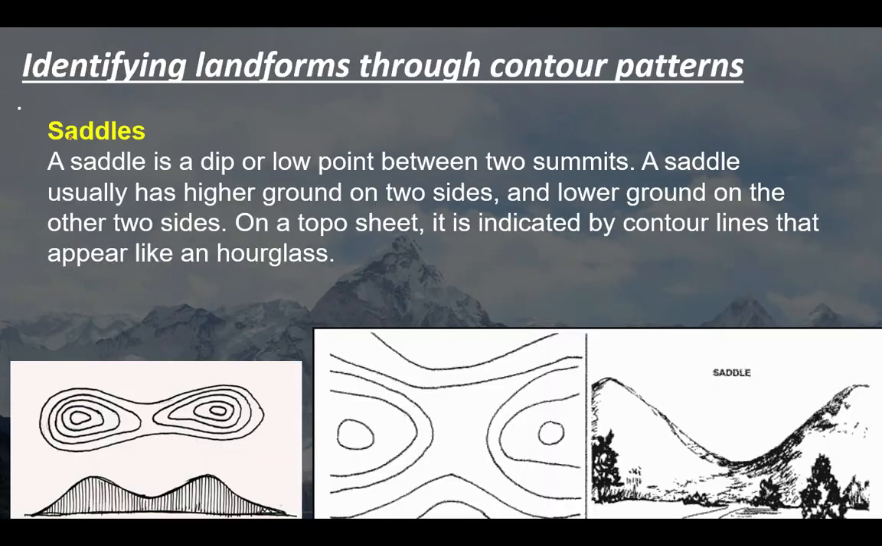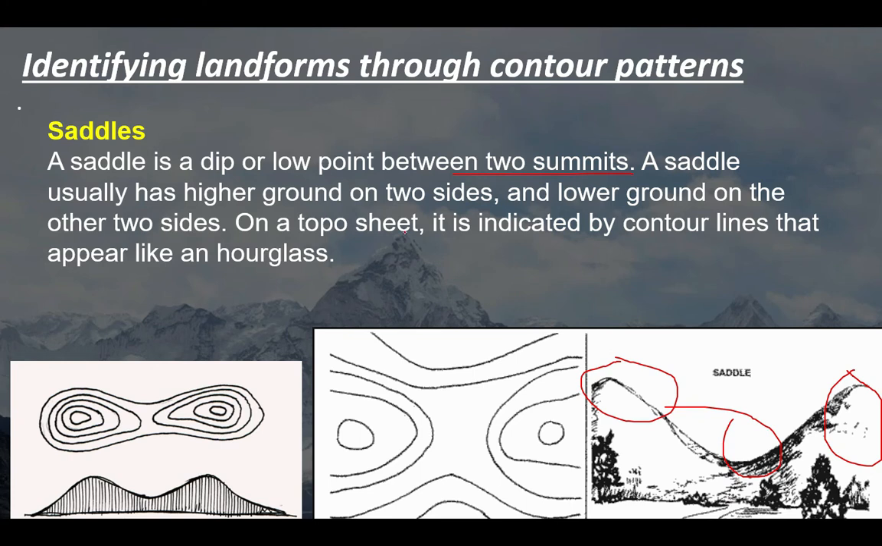Okay. Next one, saddles. A saddle is a dip or low point between two summits. So this is one summit and this is another summit. See here, this is one summit and this is one summit there. So the place between them is the dip or low point between the two summits. The saddle usually has higher ground on two sides and lower ground on the other two sides, here and there.